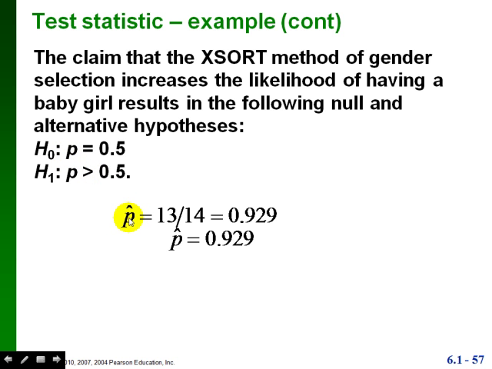Our sample proportion is 13 out of 14 because we're considering a girl a success. So there were 13 successes out of our 14 trials. In decimal form, that's 0.929.